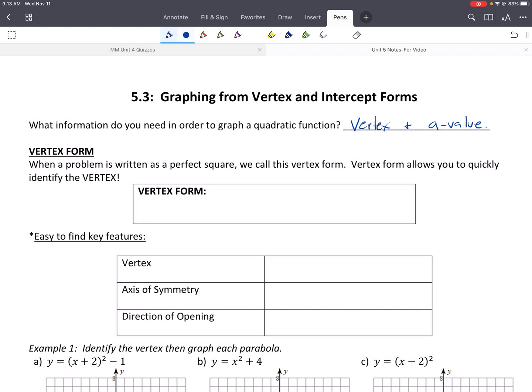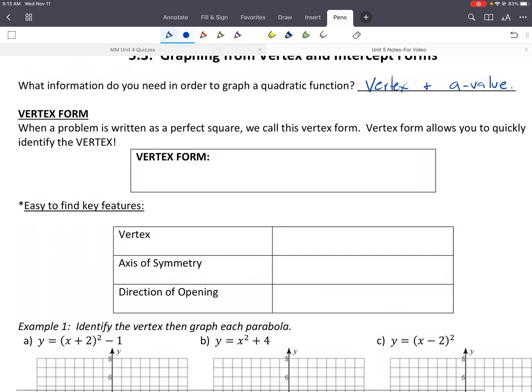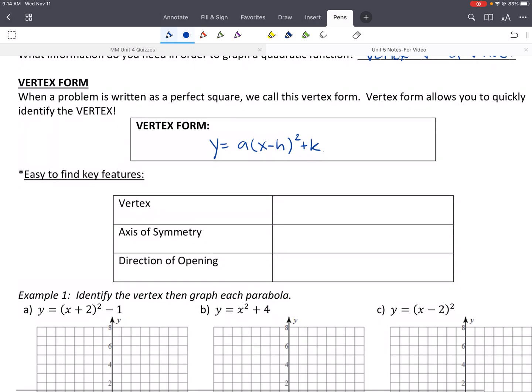Okay. So we're going to have three forms we're going to talk about. Today we're going to talk about vertex form and intercept form. The vertex form is my favorite. It's the easiest to graph from because you can find your vertex really easily from vertex form. Perhaps that's why it's called vertex form. The form is y equals a times (x minus h) squared plus k, where h and k is your vertex.